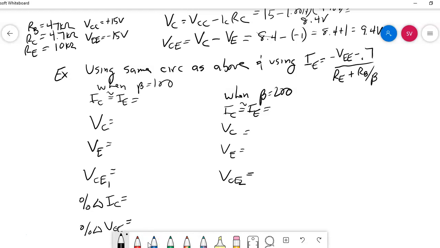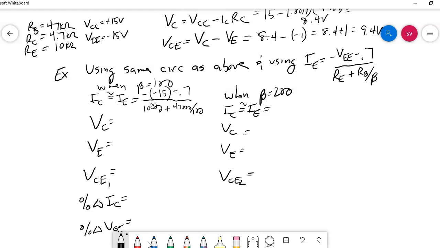So let's get started here. So we have a minus from the formula. Minus 15 is our minus VEE value, which we subtract by 7/10 of a volt. Then we're going to divide that by our RE, which is 10,000 ohms, plus our RB, which is 47,000 ohms, over our beta, in this case, of 100.